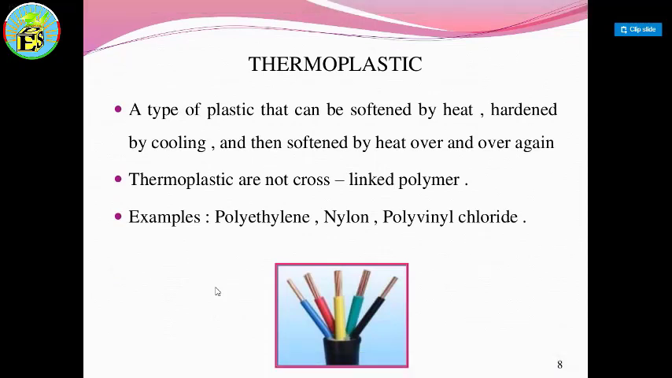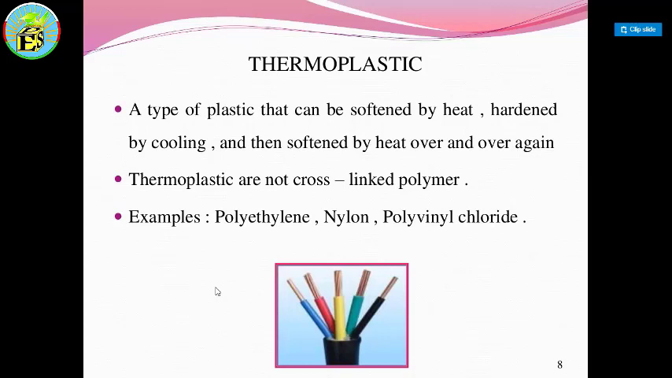The next polymer is thermoplastic, a type of plastic that can be softened by heat, hardened by cooling, and then softened by heat over and over again. Thermoplastics are those plastics which you can heat to make them soft, and if you cool them, they become hard again. Again, if you heat them, they become soft, and if you cool them, they become hard again. So these types of plastic, which you can soften and harden by heating and cooling, are called thermoplastics.